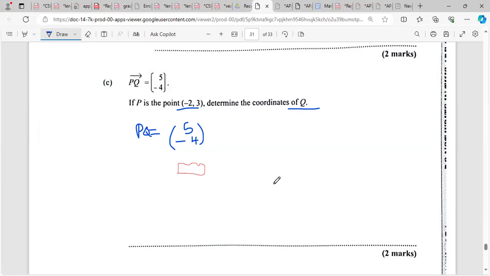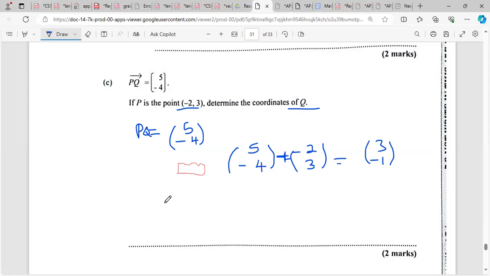Alright. So it would be 5, negative 4 plus negative 2, 3. So 5 take away 2, that's 3. And this will give us negative 1. So that point should be 3, negative 1.